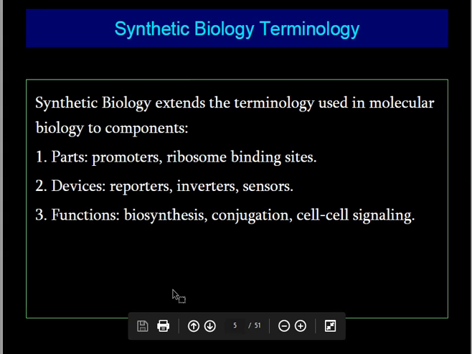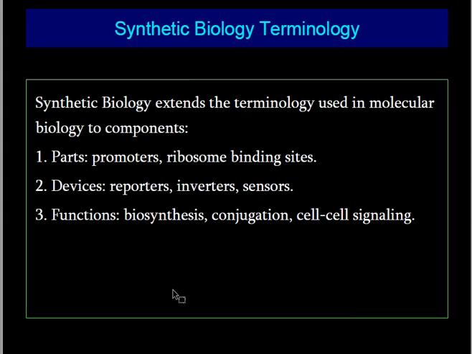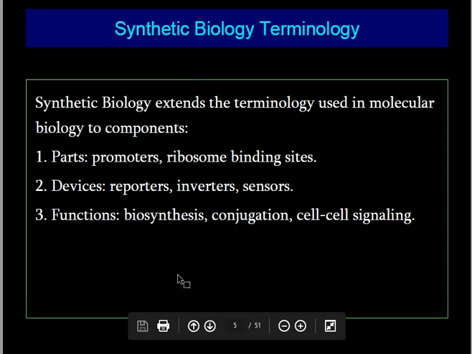Now, in synthetic biology, we use certain terminologies. Just as you have physics and electronics, and in the electronic circuitry you have components such as resistors, transistors, capacitors, and so on. In synthetic biology, we use specific terminologies to address molecular biology components. And in this case, we have the parts and devices. So the parts are basically promoters and ribosome binding sites. Devices can be in the form of reporters, inverters, and sensors, and functions involve biosynthesis, conjugation, and cell-to-cell signaling. So we will look at this in detail.